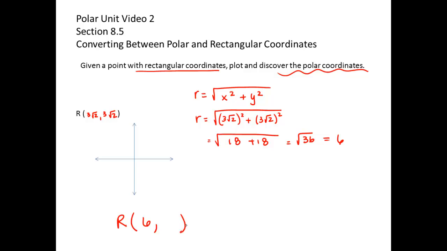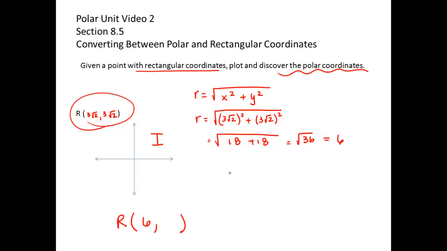So my r value, my converted polar coordinates, is going to be 6 comma something. Now I also want to think about where this is located on my coordinate plane. It's positive, positive, so it has to be located somewhere here in the first quadrant. The reason I bring that up is that when we find theta, we better find an angle that falls in the first quadrant. So let's go ahead and calculate.